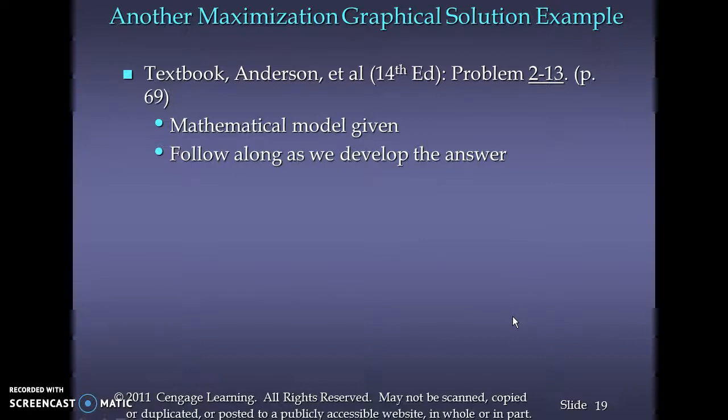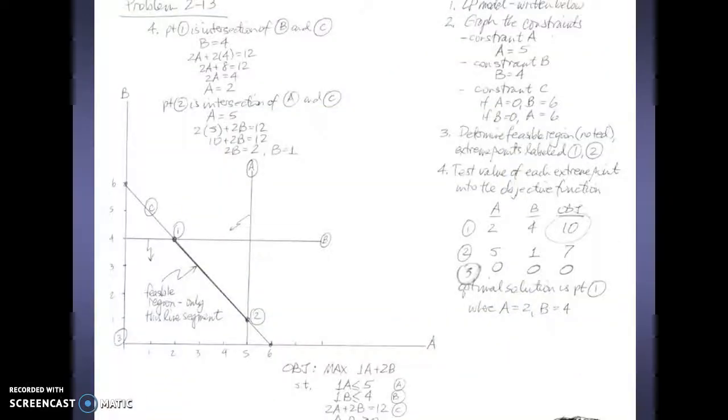All right, let's go through one more example of the graphical solution. Let's go through problem number 13, again from the text, where we are given the objective function and the constraints, and we will solve the same way. So we're given the objective function, max 1a plus 2b. These are our constraints. There are 3 of them. Let's plot each. Let's graph the constraints.